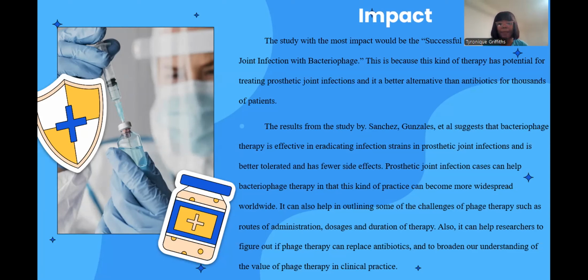widespread worldwide. It can also help in outlining some of the challenges of phage therapy, such as routes of administration, dosages, and duration of therapy. Also, it can help researchers to figure out if phage therapy can replace antibiotics and to broaden our understanding of the value of phage therapy in clinical practice.